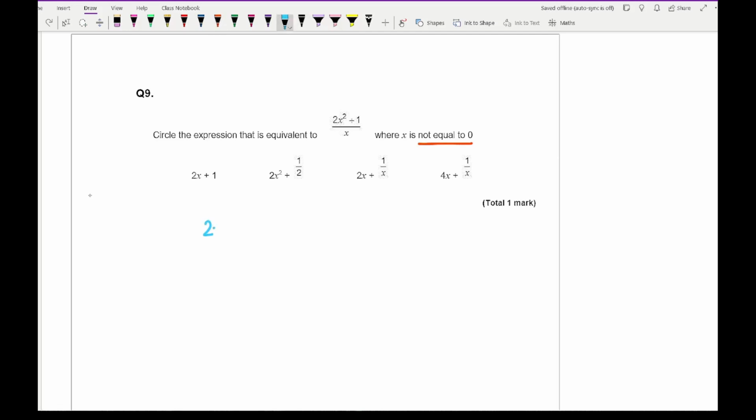So here what you do is you split the fraction up, as we've only got a single denominator, so I can have that over x and that over x. This cancels out, so that cancels with that x. So what that then becomes is 2x plus 1 over x, which is our third option.